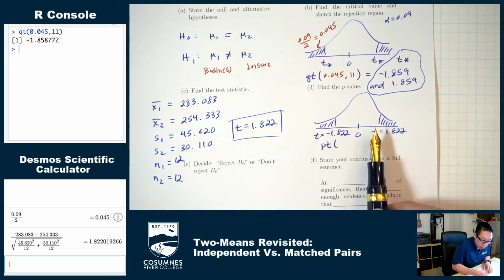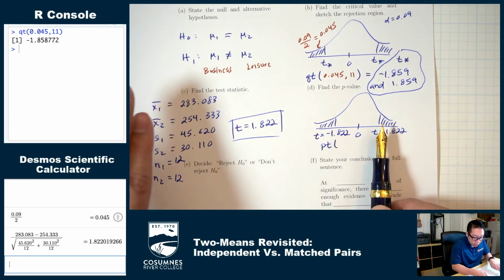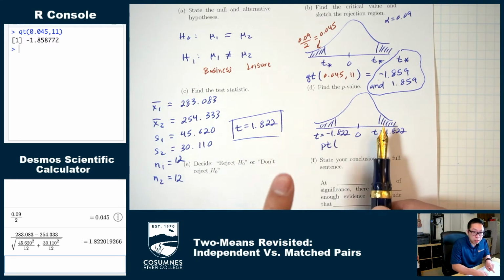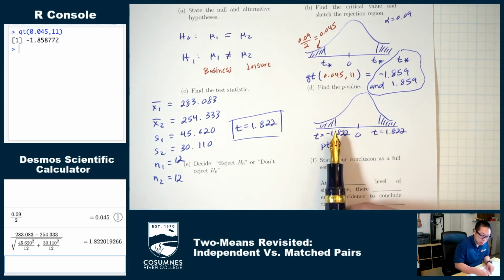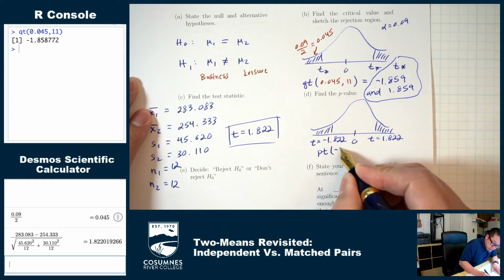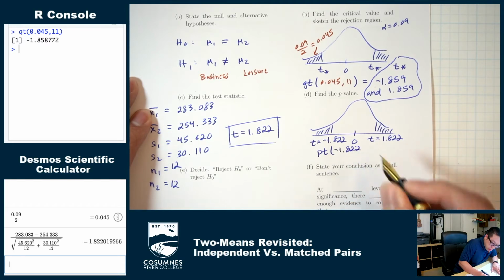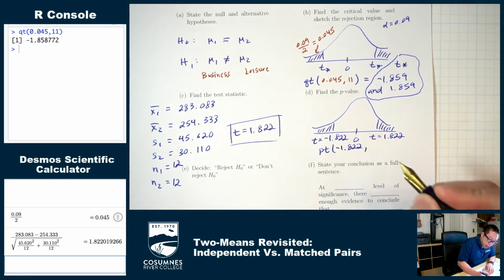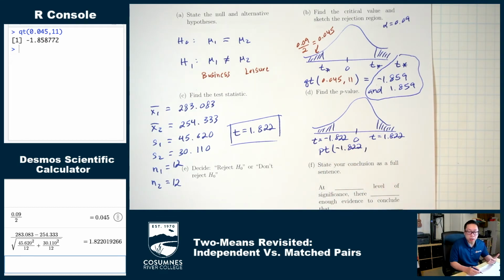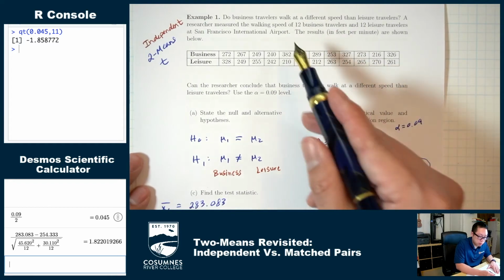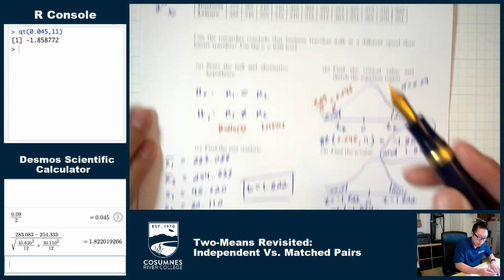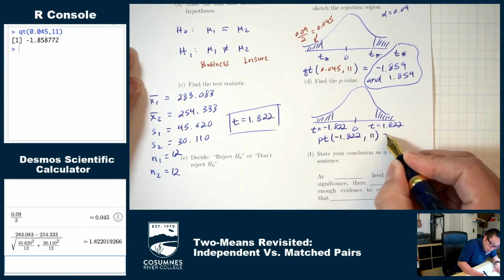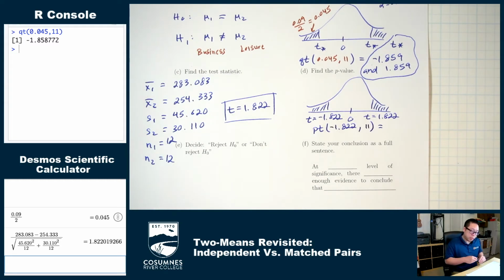I'm not going to plug in the positive one because to the left of that includes this unshaded part that I don't want. So I do want to plug in the negative 1.822, because I do want what's left of that. And then the DF, you pick the lower sample size and then you reduce it by 1. Lower sample size here, well, they're both 12. So 1 less than a sample size would be 11. And we're going to do PT negative 1.822.